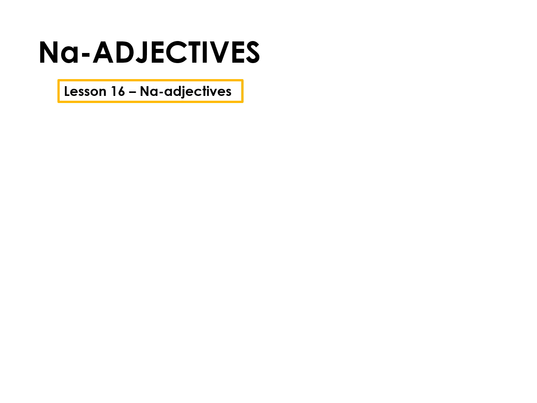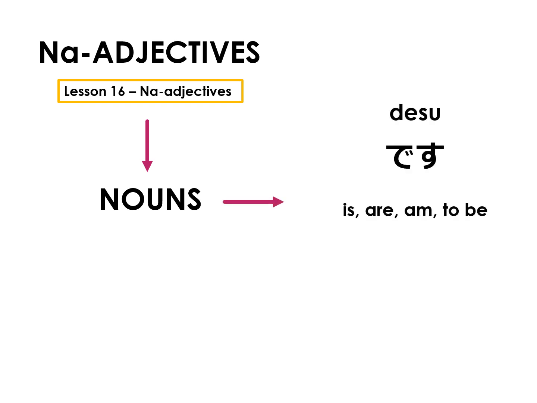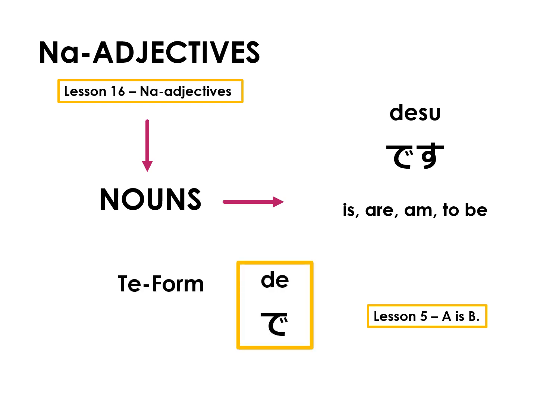We mentioned on several occasions, such as in lesson 16 on na-adjectives, that na-adjectives are grammatically nouns. And when you have a noun as the predicate in a sentence, we use the verb des or da, plain form, as our verb. This is the very first sentence structure that you learned way back as early as lesson 5. A is B. A wa B des. And the te form of the verb des is de, which we learned back in lesson 30 on irregular verbs.